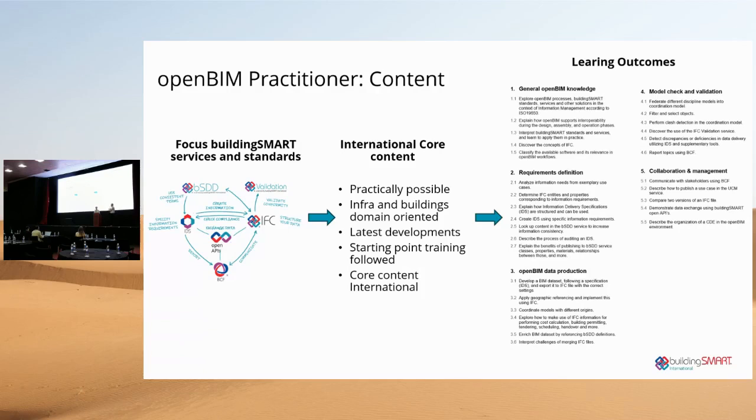Then the learning outcomes were defined together, as Marina said, with a lot of people, and we defined 5 modules in total of 29 topics. And it has a kind of workflow as people use in daily work. So first, they should have knowledge. Then it's about making the requirements. Then there is production of openBIM data, creating all kinds of things. Then the model check and validation, and in the end, a lot of communication and management. So we use this framework as the learning outcome.